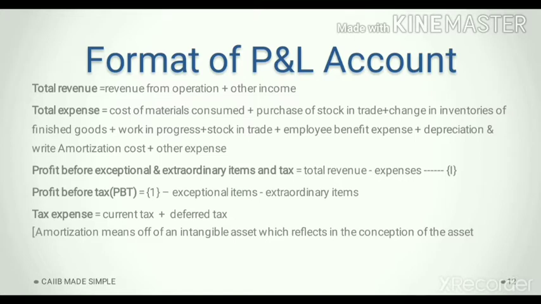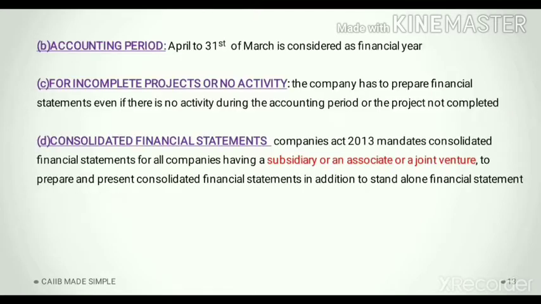Next, profit before exceptional and extraordinary items and tax equals total revenue minus expense, which is equation 1. PBT, profit before tax, is equation 1 minus exceptional items minus extraordinary items. So tax expense is current tax plus deferred tax.